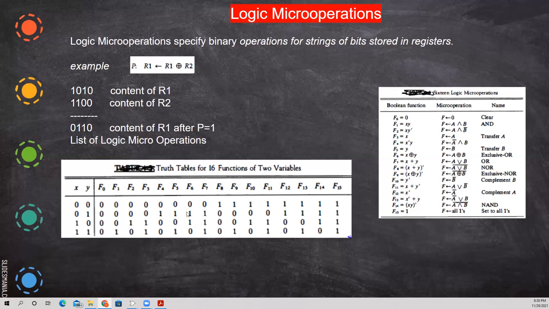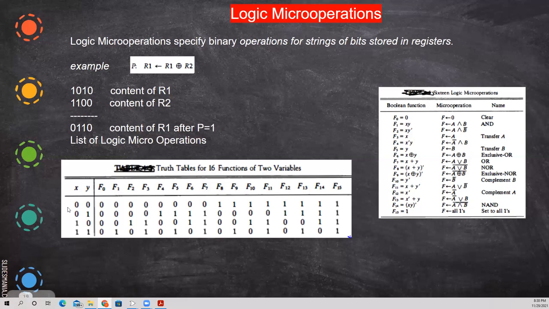F6 is the XOR operation. Okay, so what is it? X bar y plus x y bar. It's nothing but our XOR operation. Then f7 is this, x plus y. Okay, then and so on. So you have to see it like that. So all ones here. Then for 14, you say x into y the whole bar.